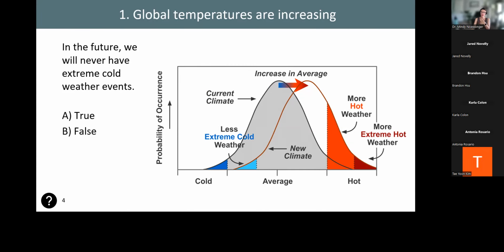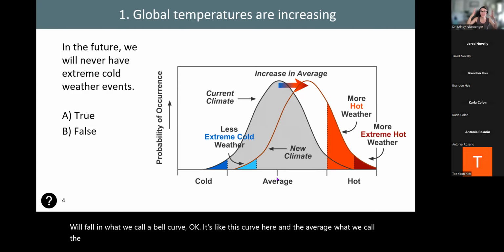All right. The answer is false. So when we think about climate, if you've ever taken a statistics course, most data will fall in what we call a bell curve. It's like this curve here. The average is where 68% of the data falls, near that value.